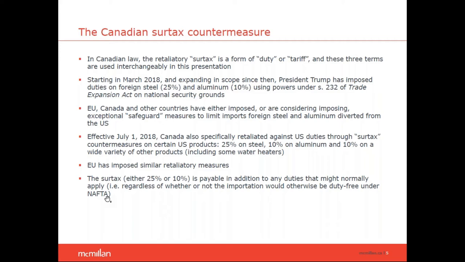So this surtax, the Canadian surtax, whether it's the 25% on steel or 10% on aluminum or other products, is payable in addition to any other duties that might have been payable. So most stuff coming in from the U.S. did not have any duties because NAFTA made it duty-free. But even though they're duty-free under NAFTA, you're still going to end up having to pay the 25% or 10% as applicable. If we could skip to the next slide, please.